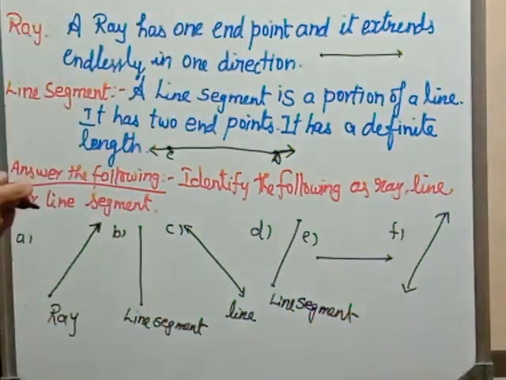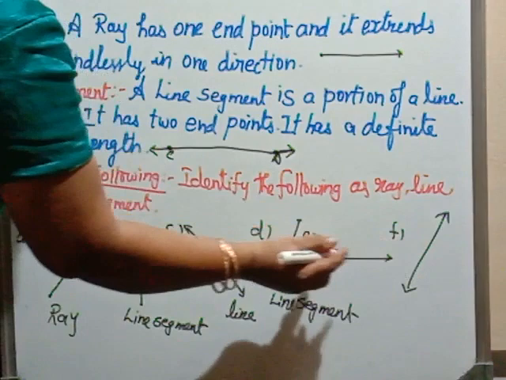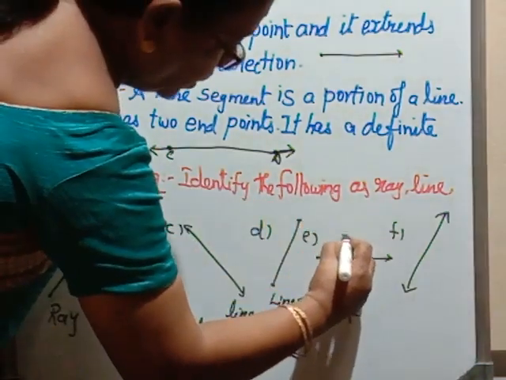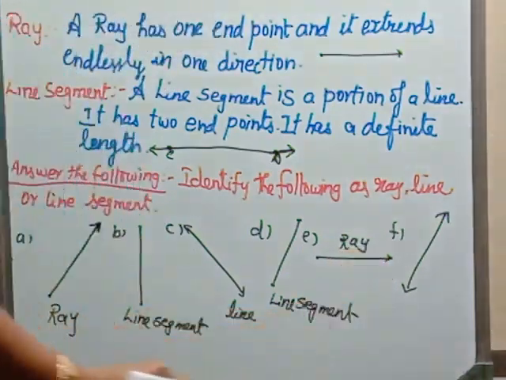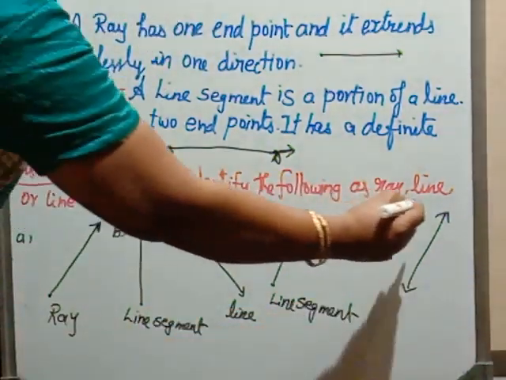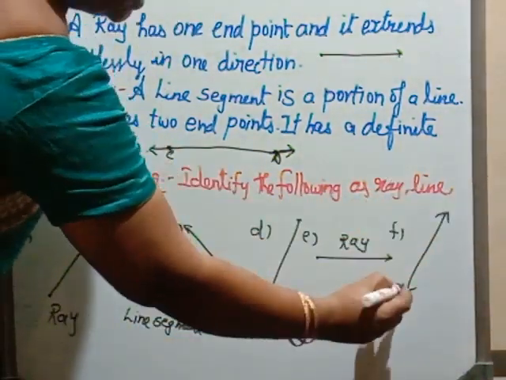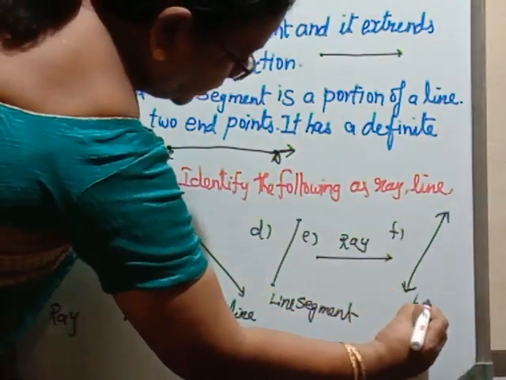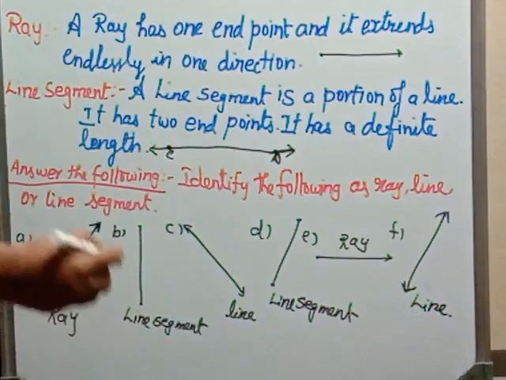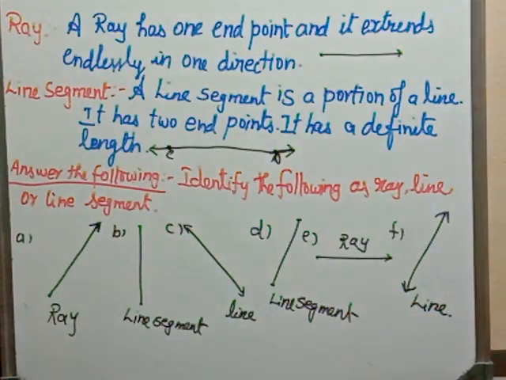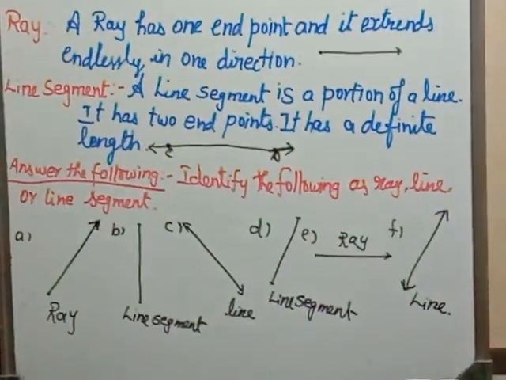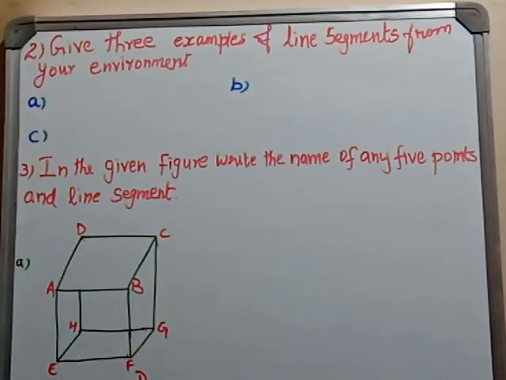Here, what is E? One side we got an arrow mark, the other side we have got a point. So what is it called? It is called a ray. Now, we will move to the last sum, F. Both the edges, we have got arrow marks. So it is called a line. Understand children? With the help of the introduction points, you have to complete the answers. You are going to solve the second sum.